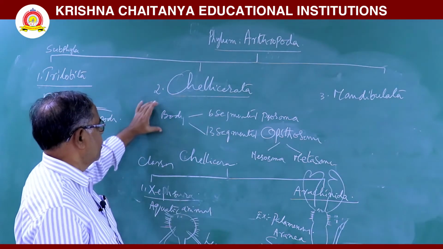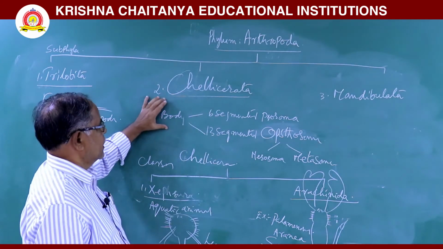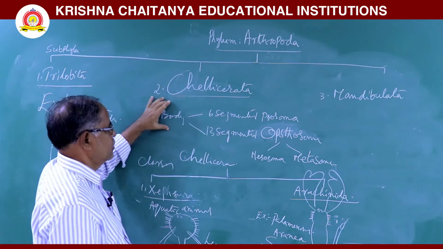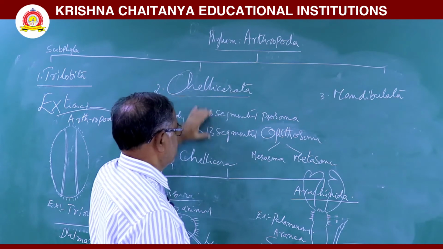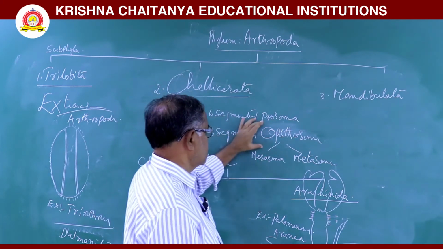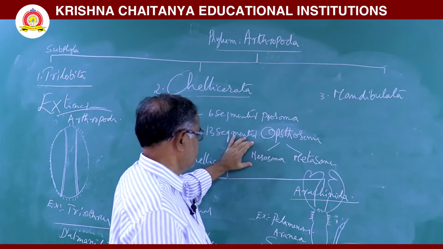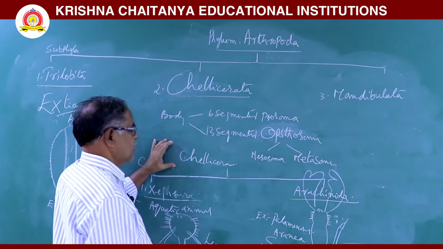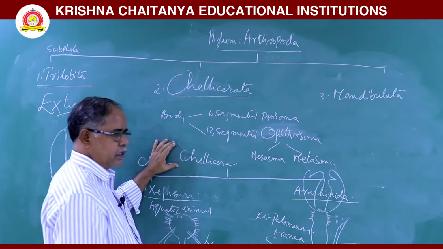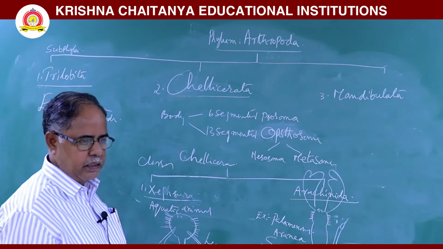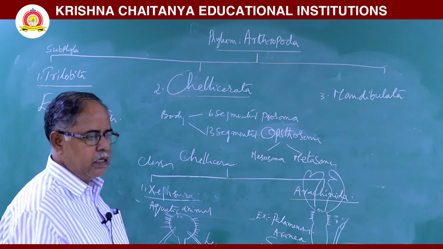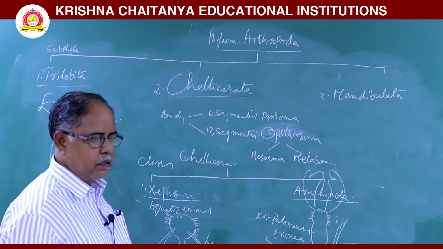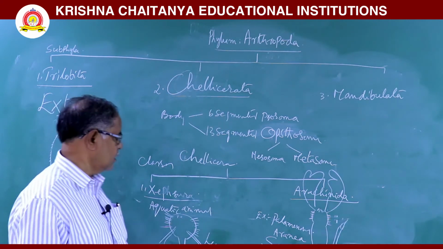In Chelicerata, some are aquatic animals, some are terrestrial animals. The body is divided into a 6-segmented prosoma and a 13-segmented opisthosoma. This opisthosoma is further divided into mesosoma and metasoma. In the prosoma, the first appendages are modified as chelicerae. Antennae and mandibles are absent. Book gills, book lungs and trachea are used as respiratory organs.